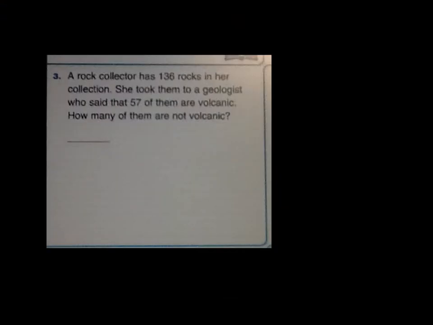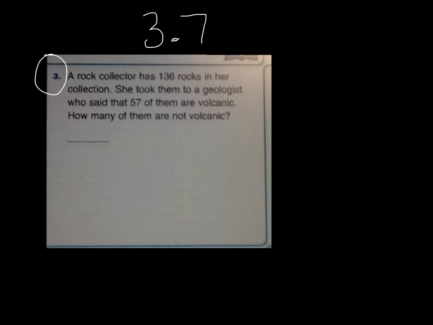The second math box that you're going to be doing is Math Box 3.7. So go ahead and open your book to 3.7 Math Box, and we're going to solve number 3 together. This problem says a rock collector has 136 rocks in her collection. She took them to a geologist who said that 57 of them are volcanic. How many of them are not volcanic?